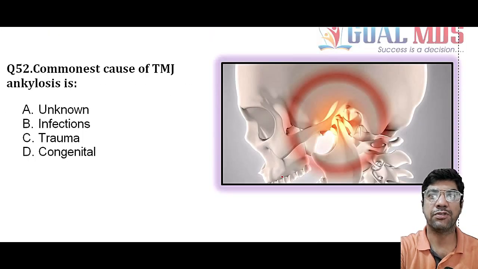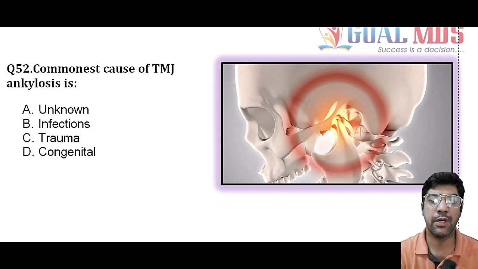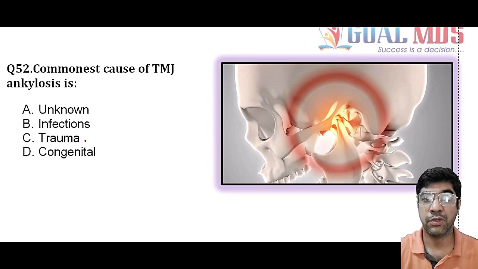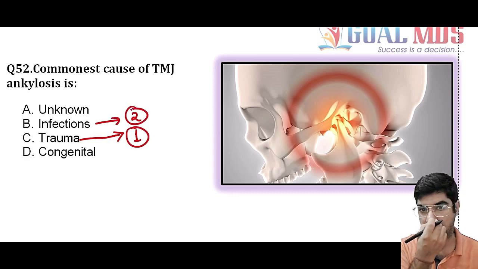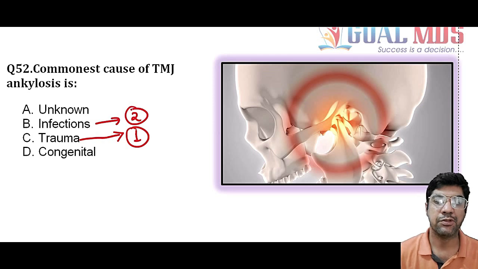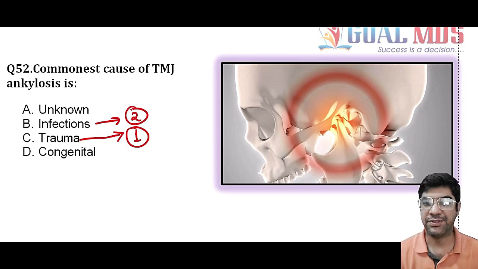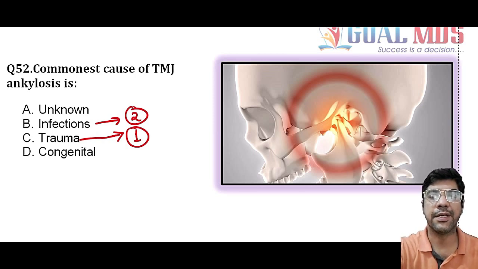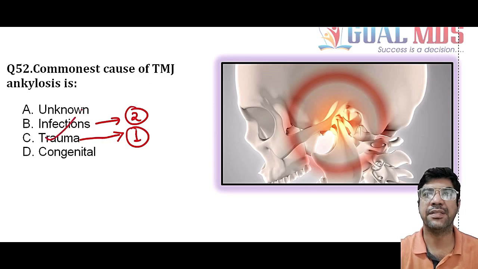The commonest cause of TMJ ankylosis, well, the most common cause of TMJ ankylosis is trauma, followed by infection. Trauma can lead to injury or damage to the TMJ. That can result in ankylosis, and that is why the joint becomes stiff or fused. Infection can also cause TMJ ankylosis, but it is less common than trauma. So the answer of choice is trauma.